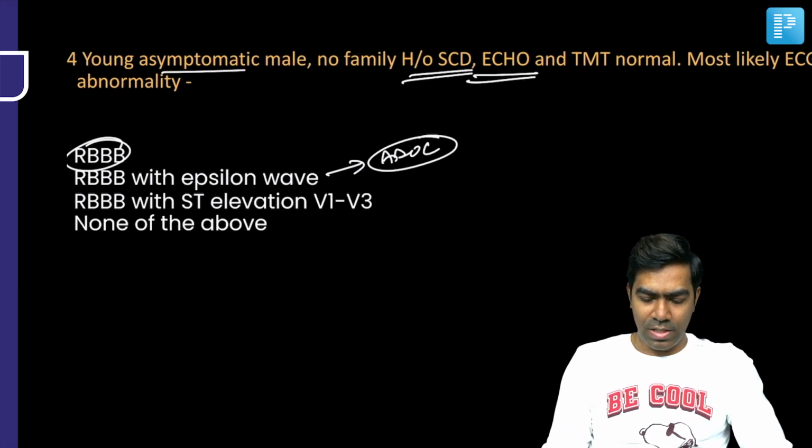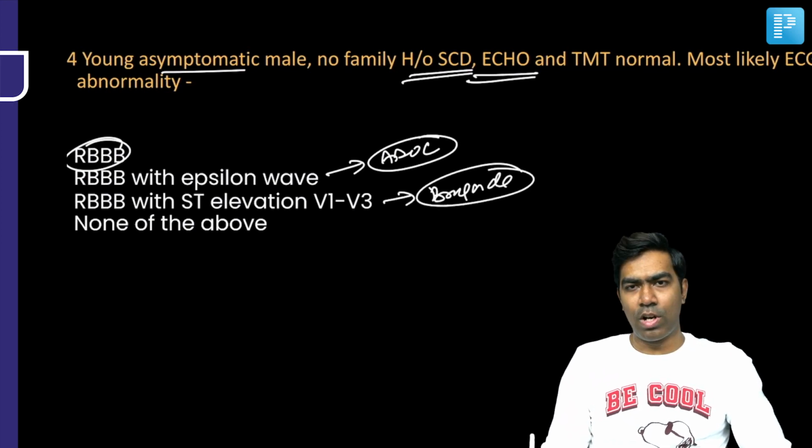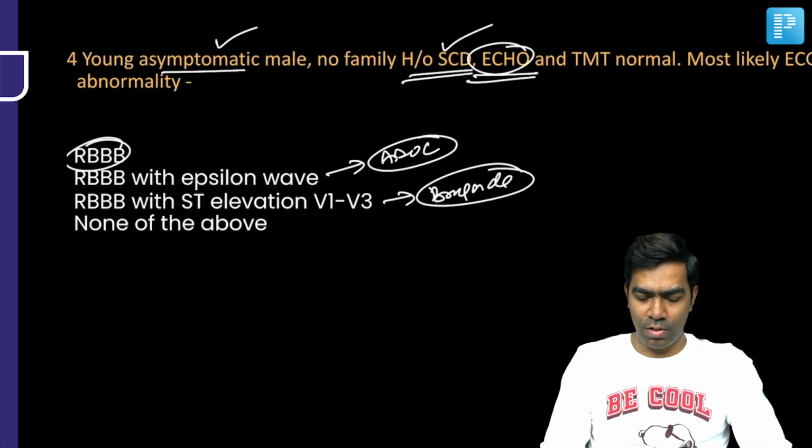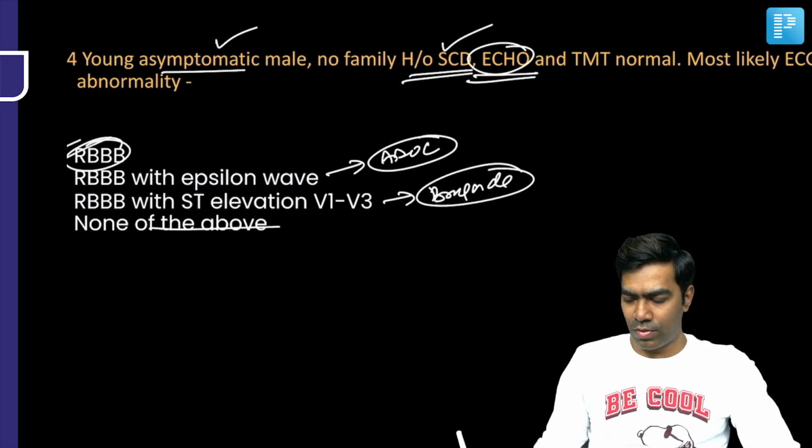And RBBB with ST elevation in V1 to V3 is suggestive of Brugada syndrome. And again, it's very common in males. It's an autosomal dominant condition. It runs through families, so you can expect a family history of SCD. Even though echo may be normal in the setting of Brugada, you might expect a family history of sudden cardiac death, and the patients will be symptomatic. For example, they can have history of syncope. None of the above is a wrong statement. So the right answer for this question is going to be right bundle branch block.